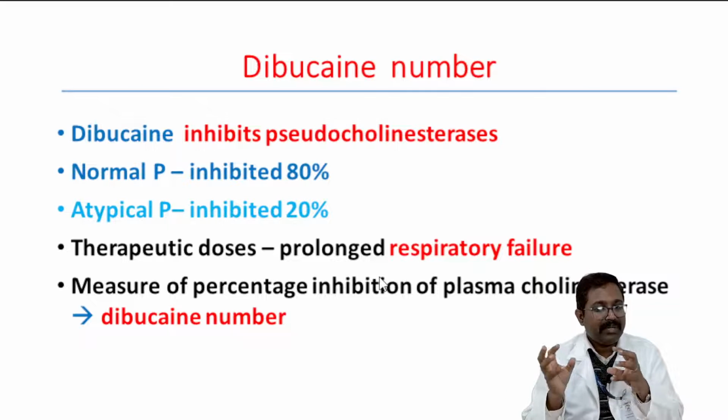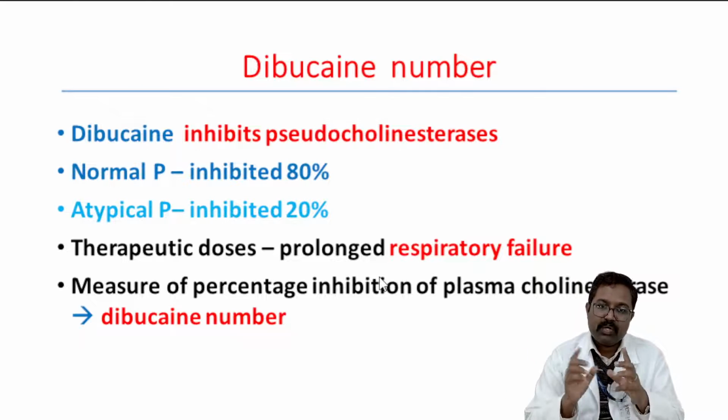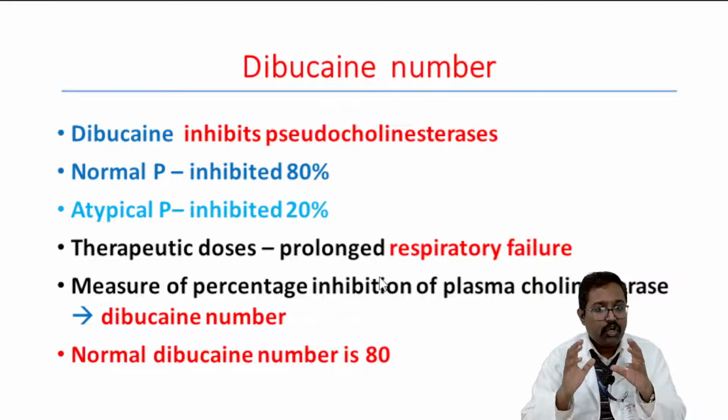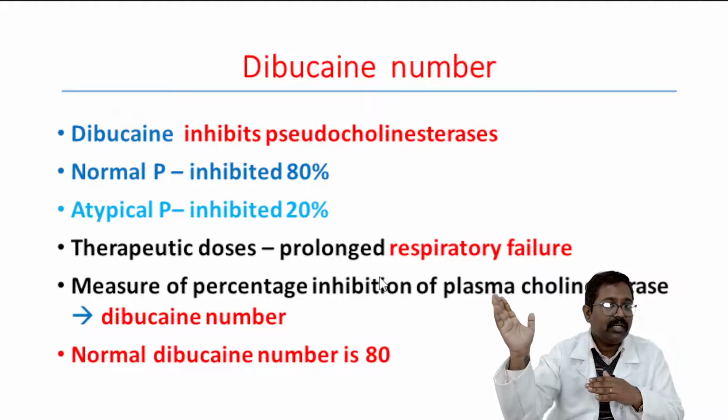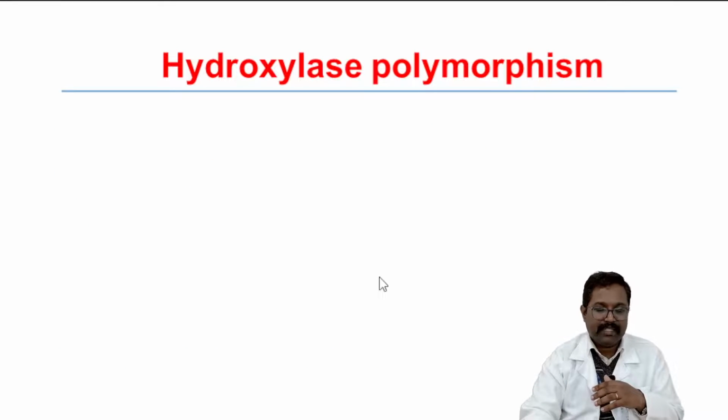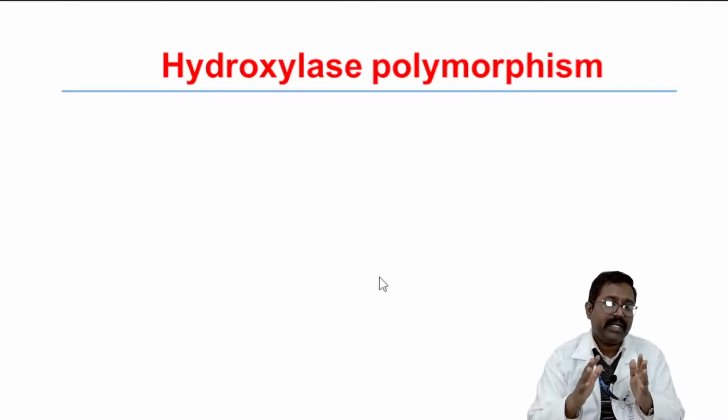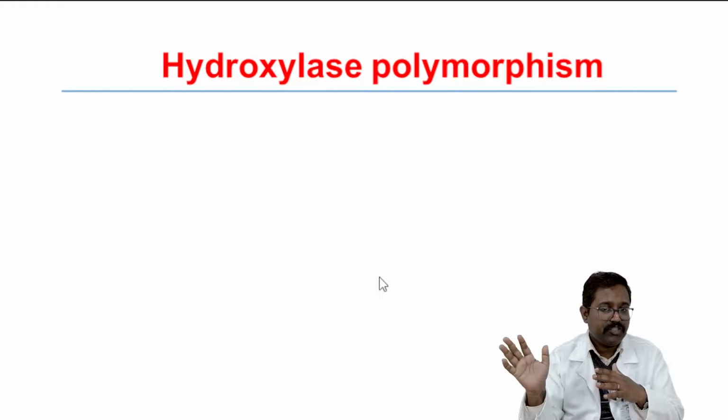So it measures the percentage inhibition of the plasma cholinesterases. The normal dibucaine number will be 80 because it inhibits 80% of the pseudocholinesterases. And in case of atypical pseudocholinesterase, it only inhibits 20. So normally the dibucaine number should be 80.